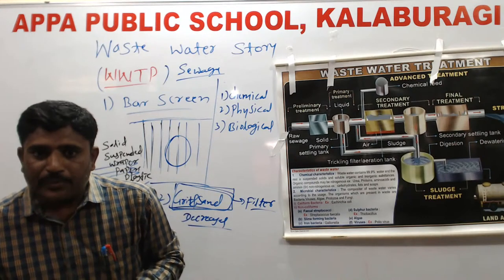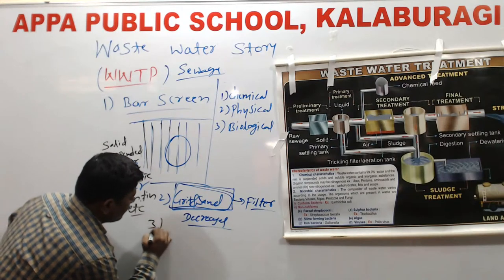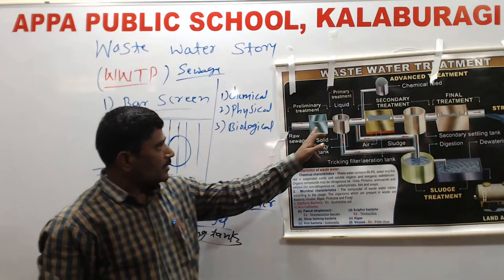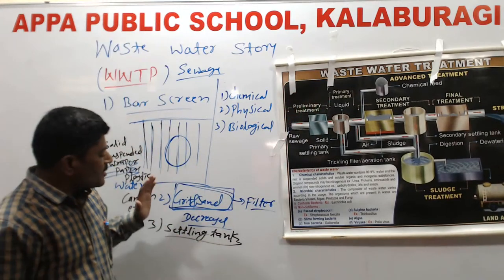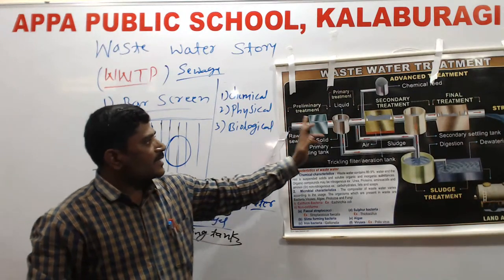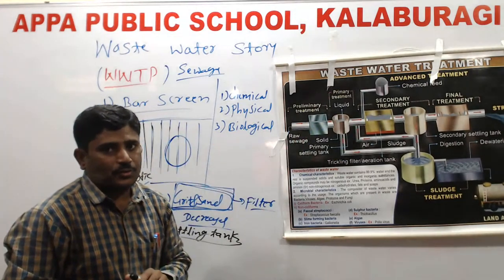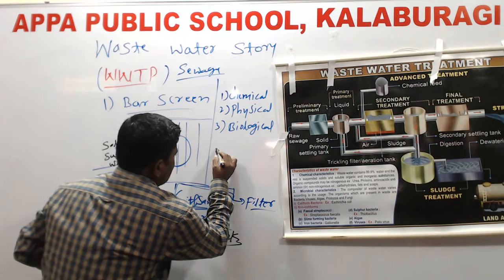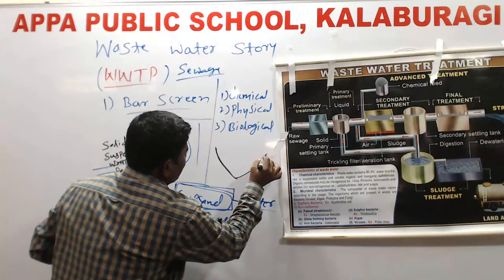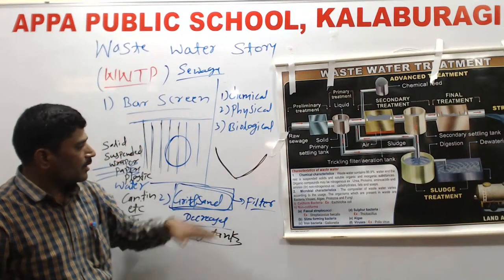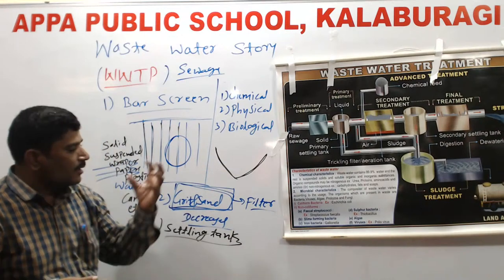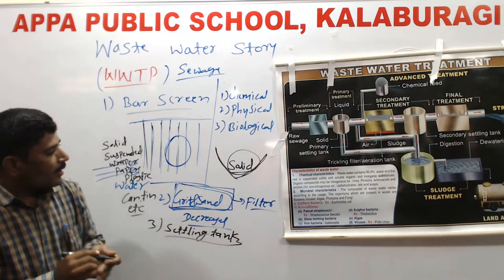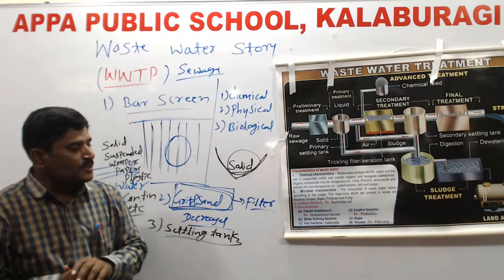That is the third method, the settling tank. Now we are coming to this region. As soon as the grit and sand method is completed, my dear friends, that water will transfer to the settling tank. So you should come to the diagram. The settling tank must be sloped towards the center. It means suspended solid particles, heavier particles, must come and stand exactly at the center of that tank. That is what is called a settling tank.